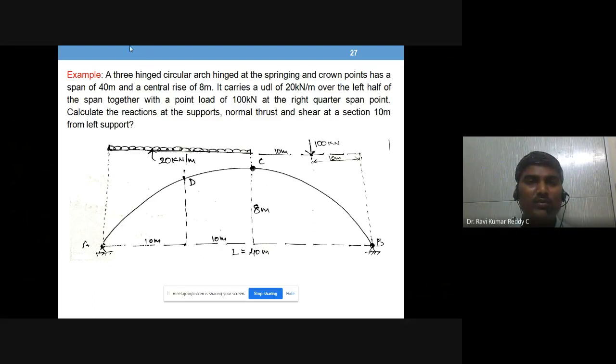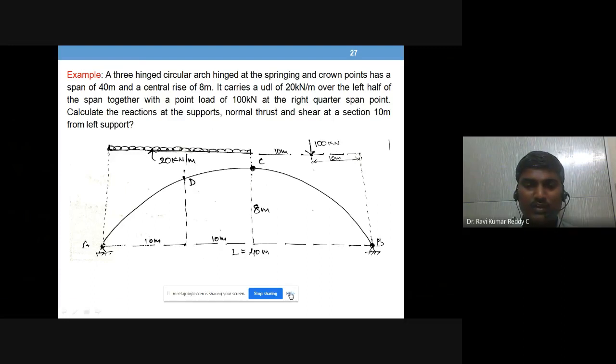So, the given problem is a three-hinged circular arch, hinged at the springing and crown points, with a span of 40 meters and a central rise of 8 meters. It carries a UDL of 20 kilonewton per meter and a 100 kilonewton point load at the right quarter span point. We are asked to calculate the reactions at the supports, the normal thrust and radial shear at a section 10 meters from the left support.